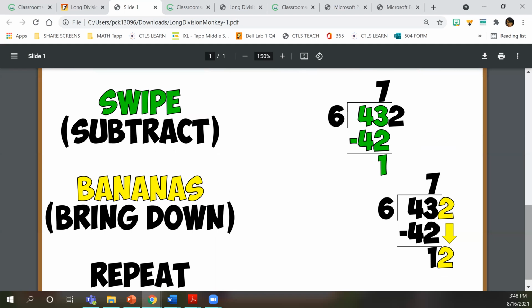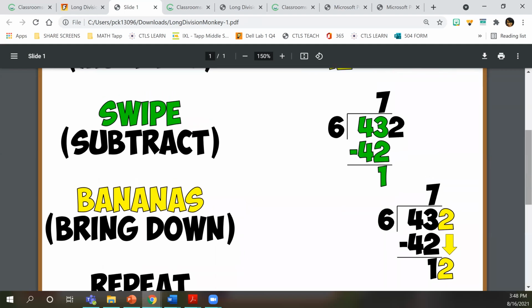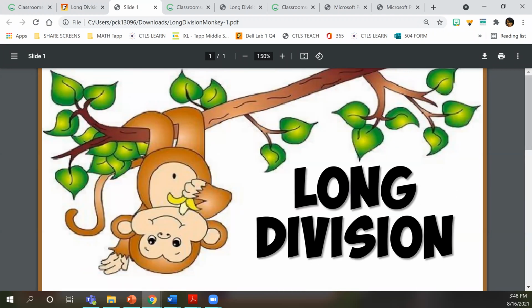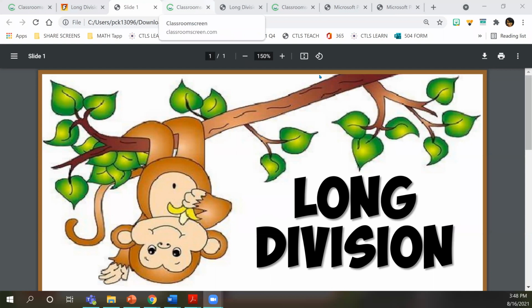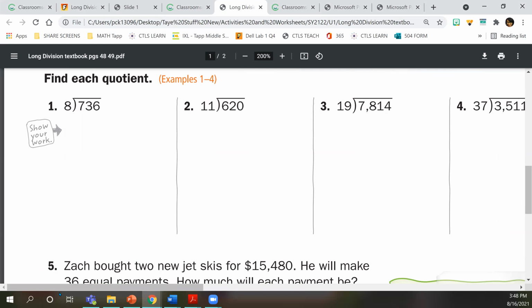Then guys, we just repeat the process, okay? So I'm gonna show you guys a couple cool little tips and tricks that's going to help you with your long division. So I want you to pull out the textbook page I gave you as you entered the door today. Pull that out. Make sure your name, date, class, period is at the top.